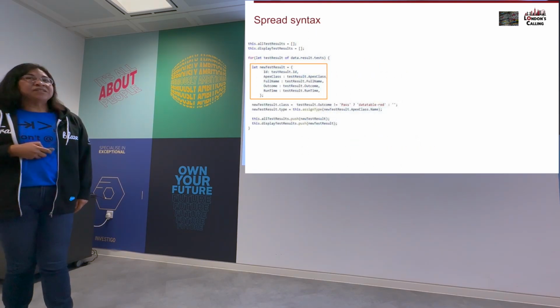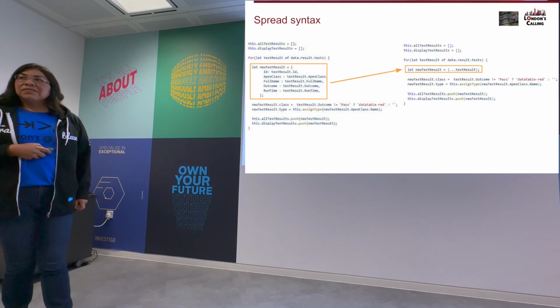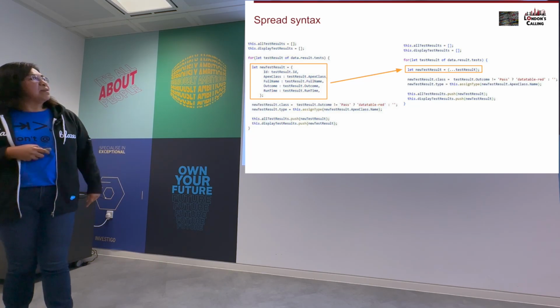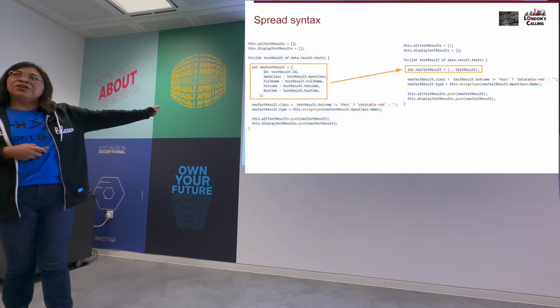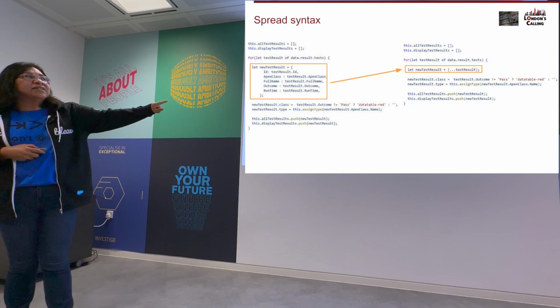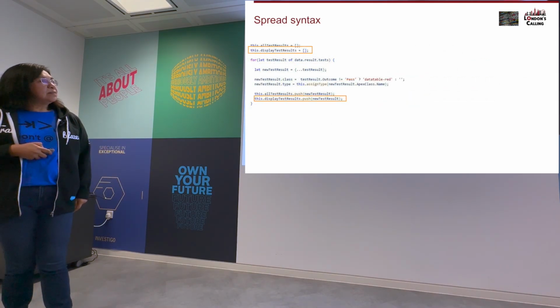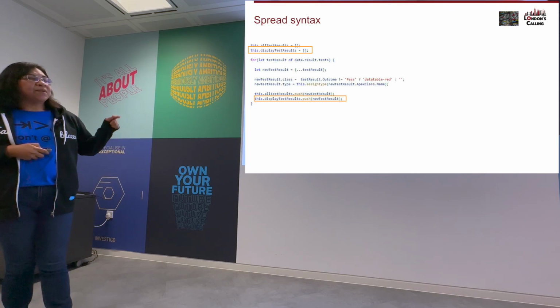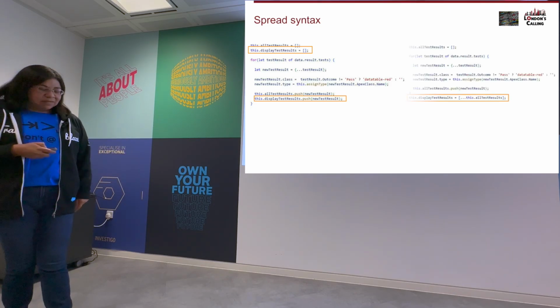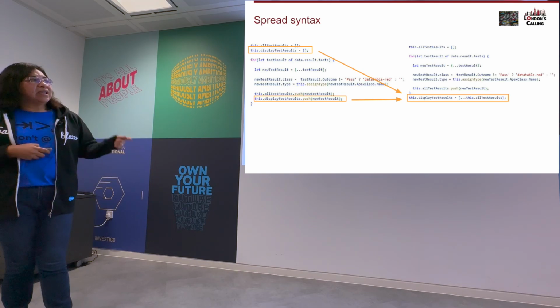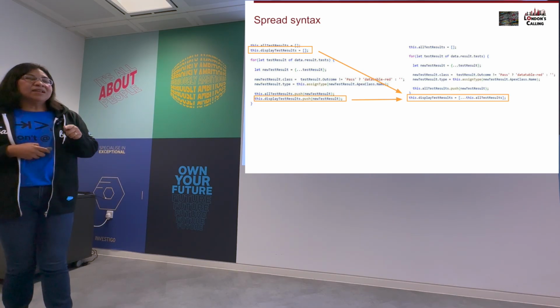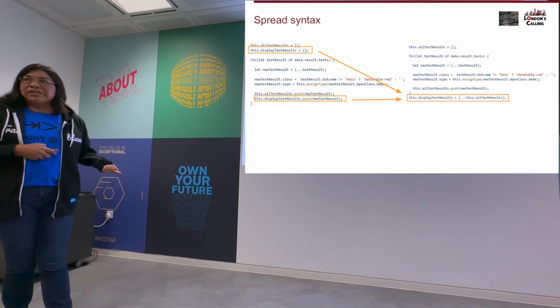So how can I change this to use a spread syntax? I can change this, very simple, to do just this. Using the 3 dots, I am doing exactly this, copying all the properties and values to the new object. And I can also use spread syntax here. Instead of copying each element and pushing to the new array, I can just use the 3 dots on the array, and it's going to copy all the elements to the new array.